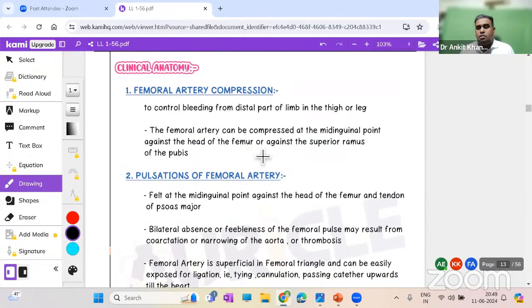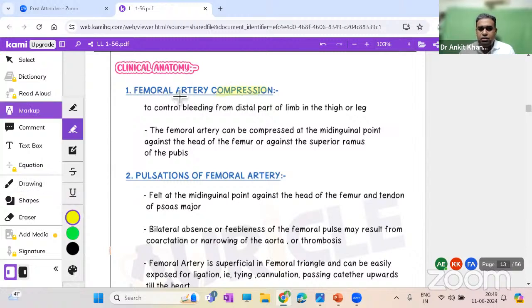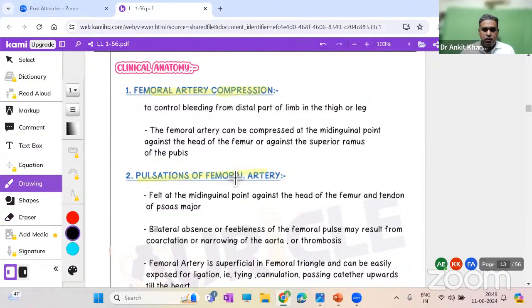Now, the femoral artery is important. Why? Obviously, in clinical anatomy you can write about compression. You can compress this artery, likewise as we discussed with the brachial artery or axillary artery. You can compress them to control distal bleeding. You can feel the pulsation of the femoral artery. Also, let me add, femoral tapping. What is femoral tapping?